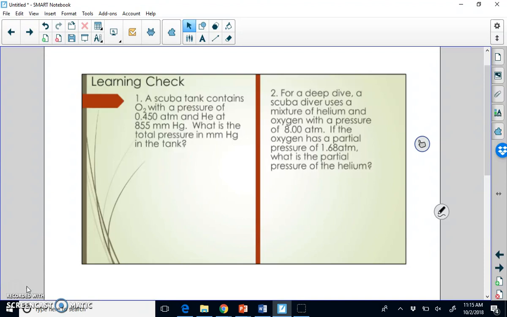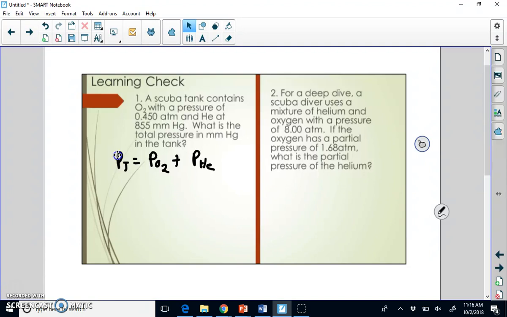A scuba tank contains oxygen with a pressure of 0.5 atmospheres and helium at a pressure of 855 millimeters of mercury. What is the total pressure in millimeters of mercury in the tank? Okay, so we learned that the total pressure is equal to the pressure of one of the gases, which in this case is oxygen, plus the pressure of helium. And by the way, these are called partial pressures. So the partial pressure of oxygen plus the partial pressure of helium is equal to the total pressure.